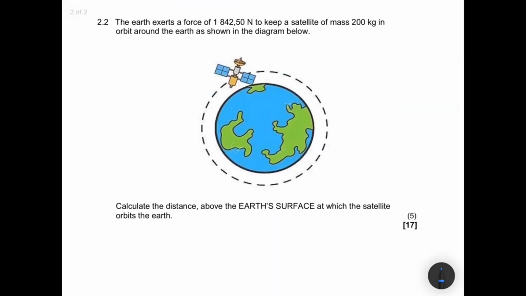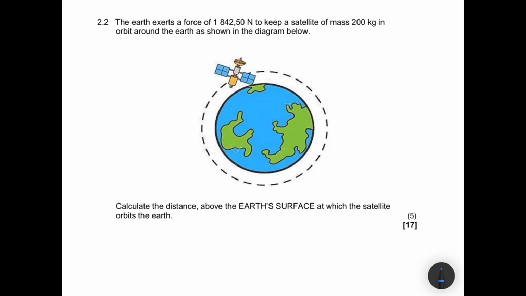Let's move to 2.2. 2.2 is as follows. The Earth exerts a force of 1,842.5 newtons to keep a satellite of mass 200 kg in orbit around the Earth, as shown in the diagram below. We have a very fancy sketch there.